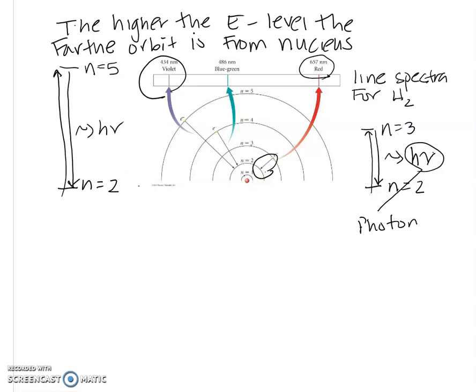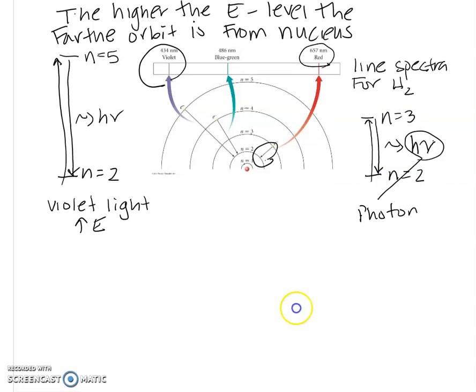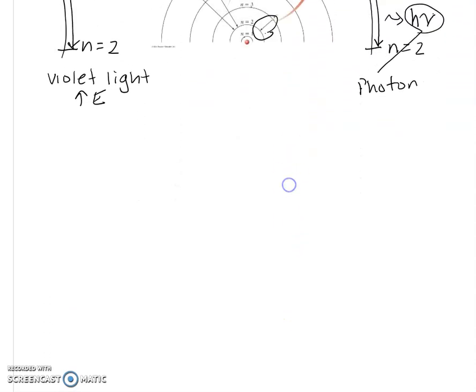Now, which has a higher energy, violet or red? Well, violet light is more energetic. It has higher energy than red. And that should make sense. The amount of energy it takes to excite has to equal the amount of energy it takes to emit. So here, it goes through more orbits, so it goes through more energy levels, so it's going to have a higher energy light.